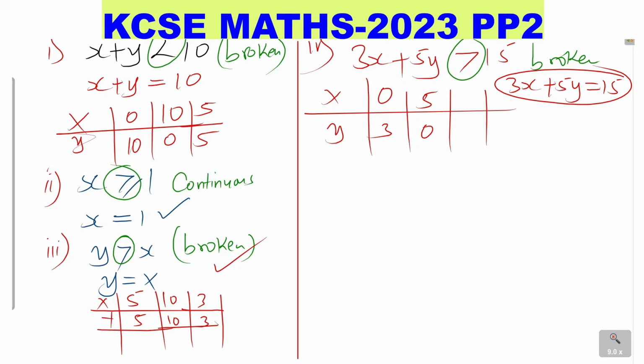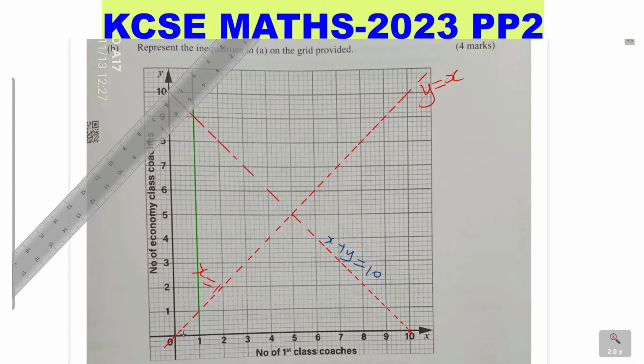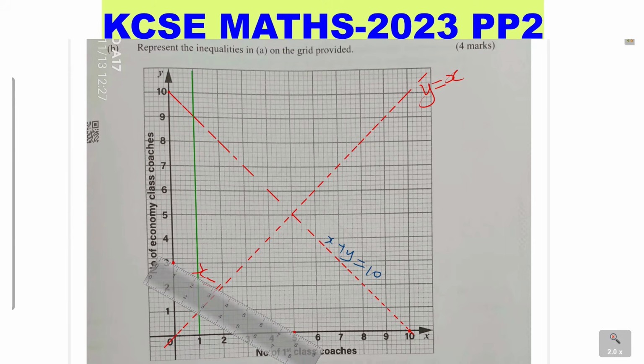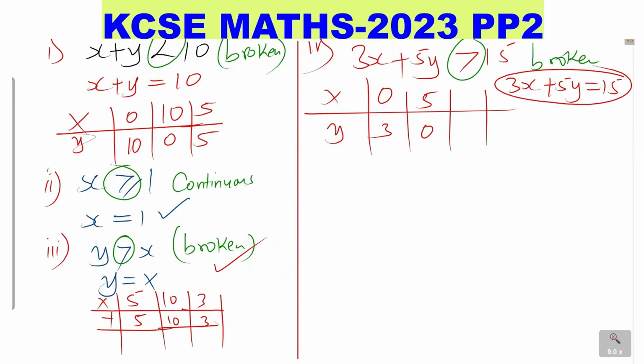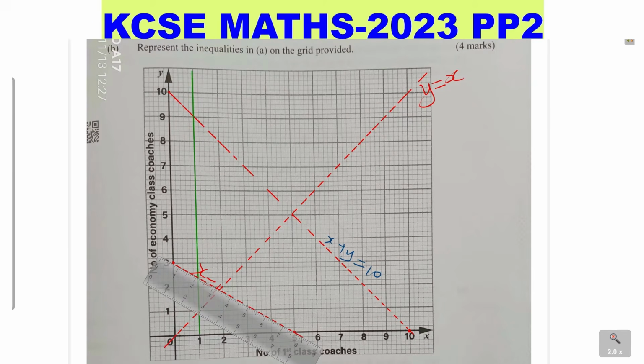The next one, which is the last one, 3x plus 5y is greater than 15. So you're plotting this: 0, 3 is here. And then we have 5, 0. Those two are enough. 5, 0 is here. So these are the points that you need to join, 0, 3 and 5, 0, in a straight line. So this is the line. That line should be broken.